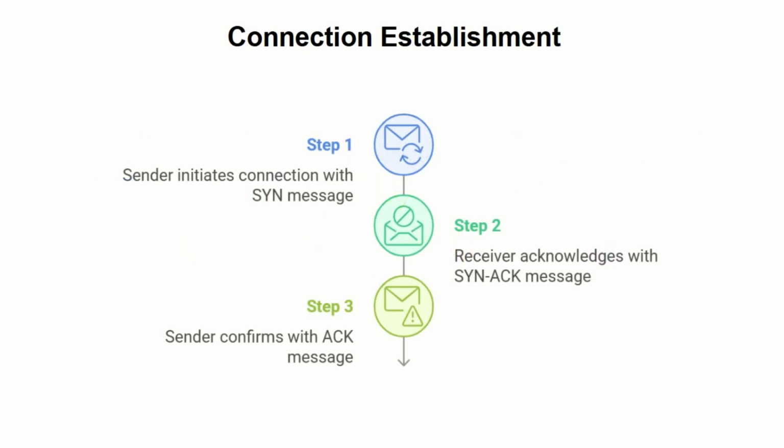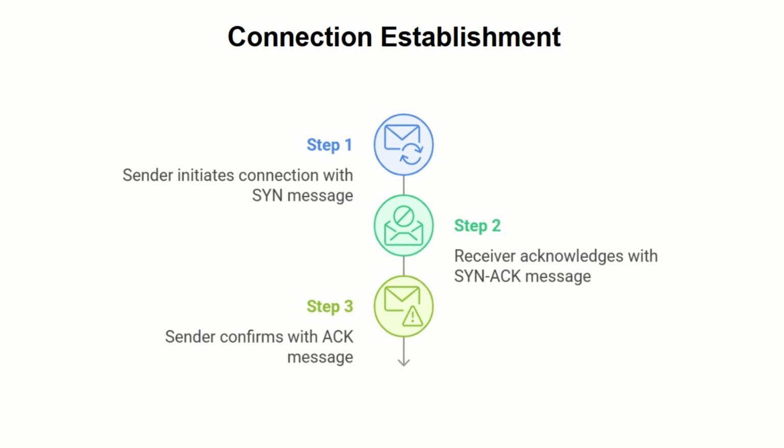Before any data is transmitted, TCP needs to establish a connection between the sender and the receiver. The process is known as the three-way handshake. The first step is synchronize. The sender sends a SYN message to the receiver to initiate the connection. It includes the initial sequence number, SEQ number, for data that will be sent.